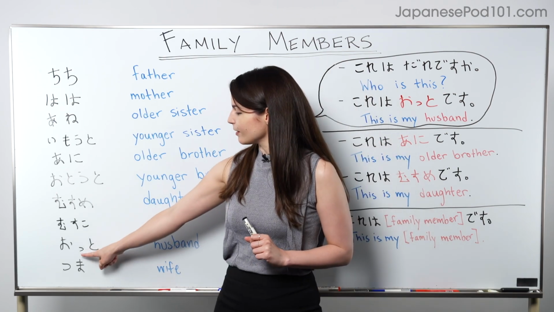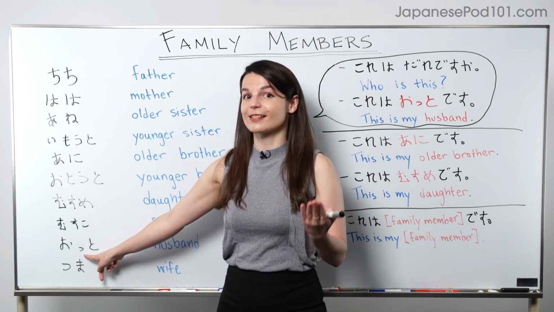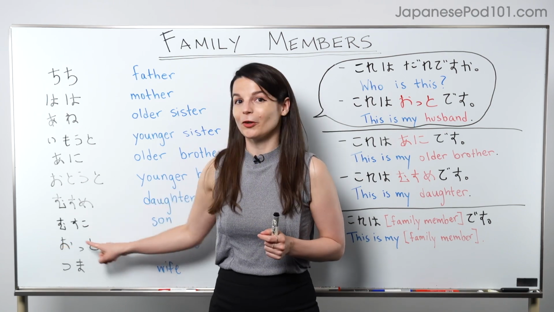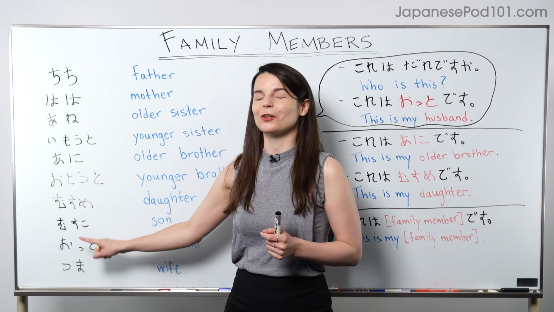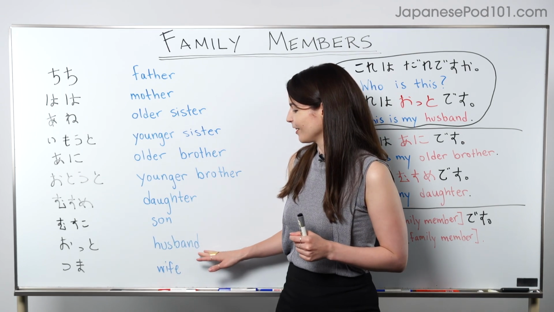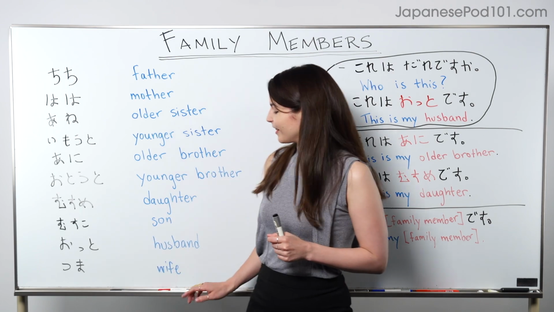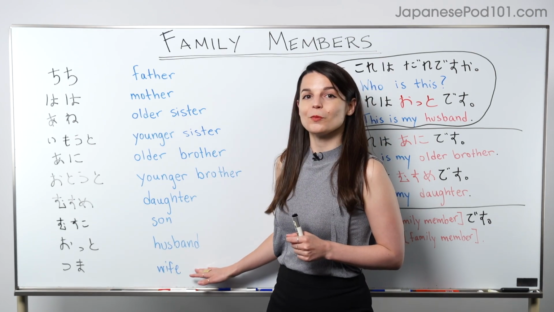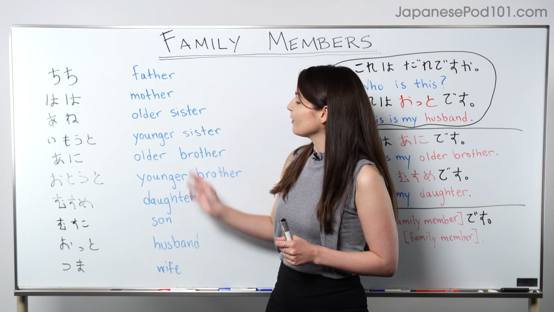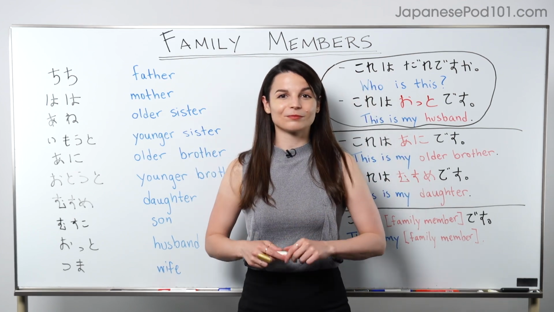So you'll see this small tsu here. That means we need to stop in the middle of the word. So not otto, but otto, which means husband. Finally, we have tsuma. This means wife. So these are the key vocabulary words for this lesson.